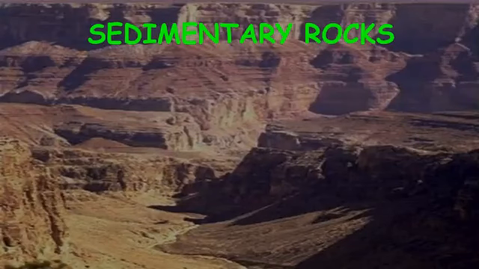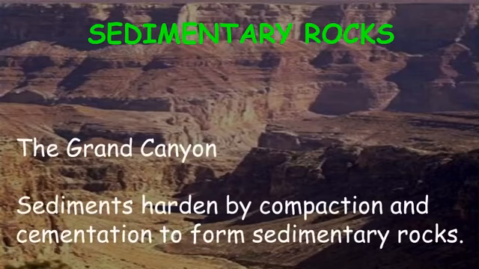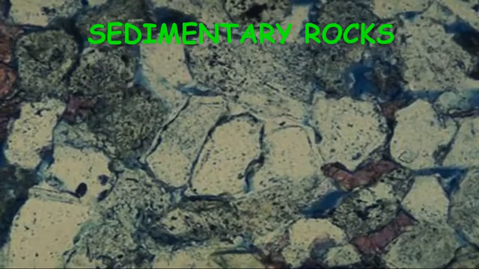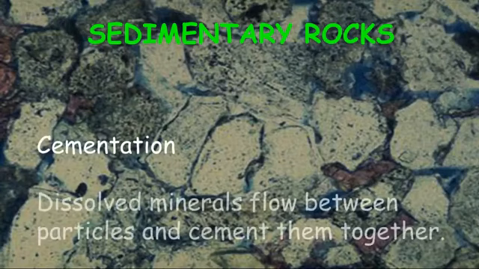Here is an example of a sedimentary rock. In the Grand Canyon, the sediments harden by compaction and cementation to form sedimentary rocks. In the process of cementation, the dissolved minerals flow between particles and cement them together.